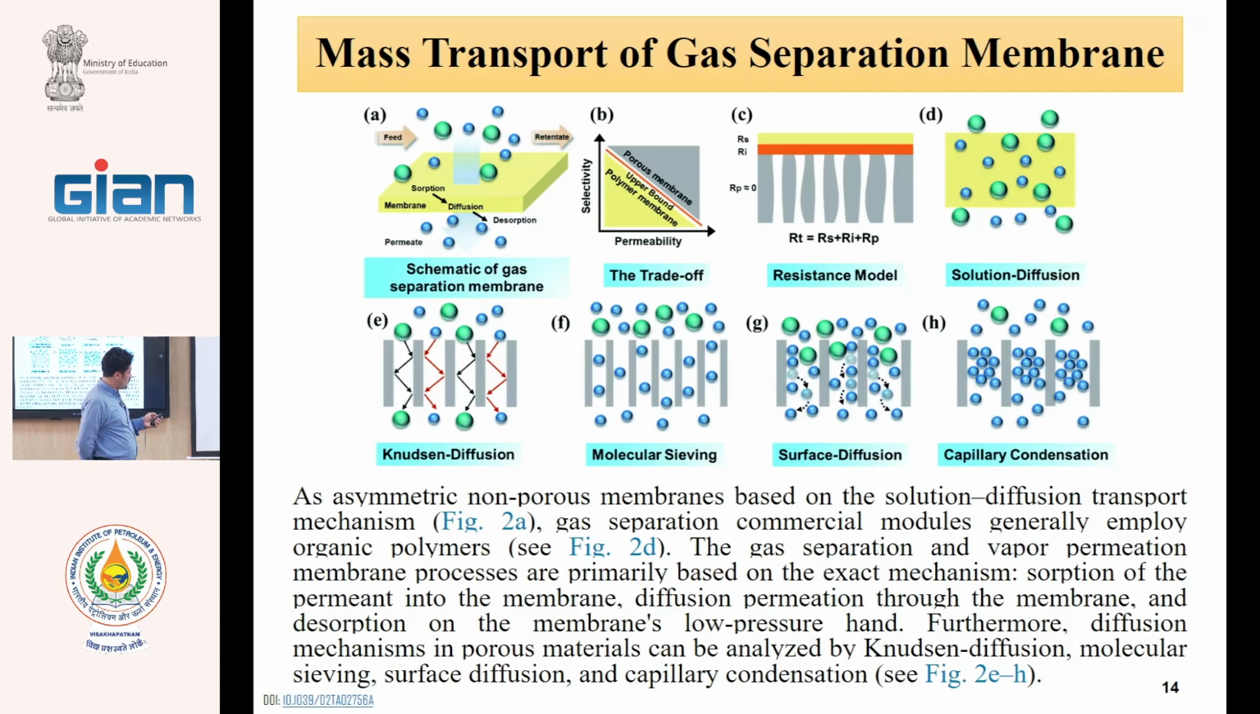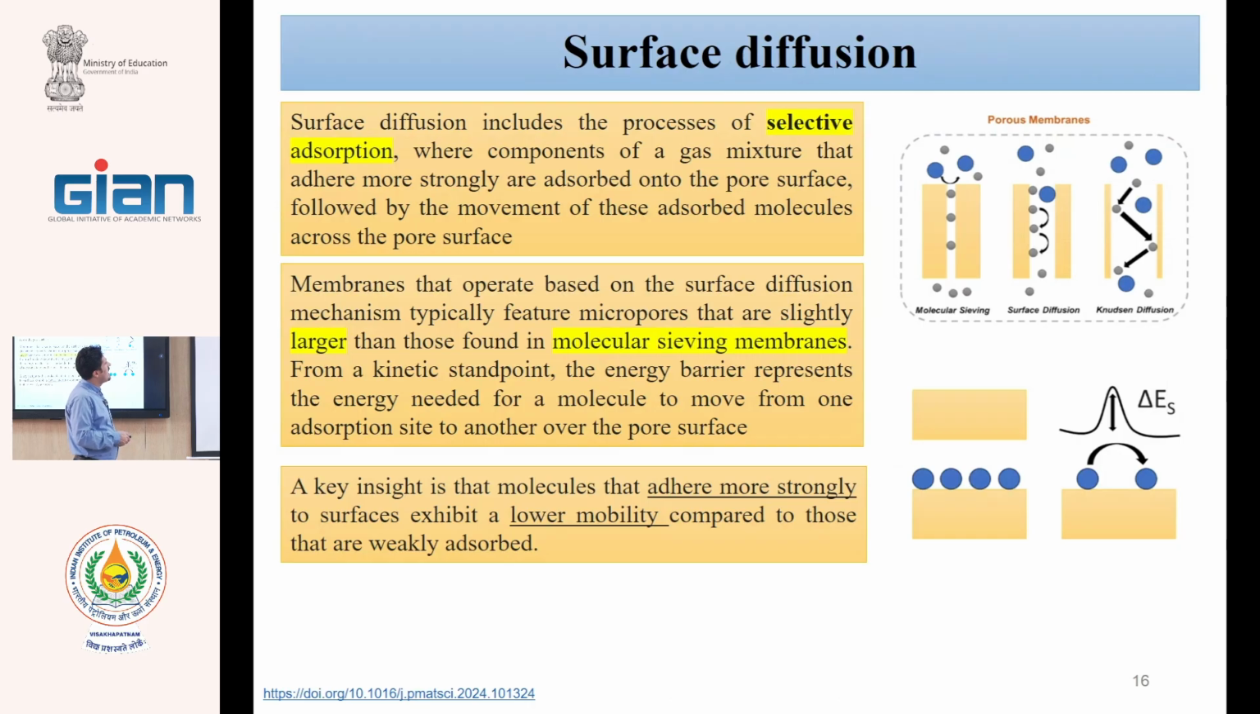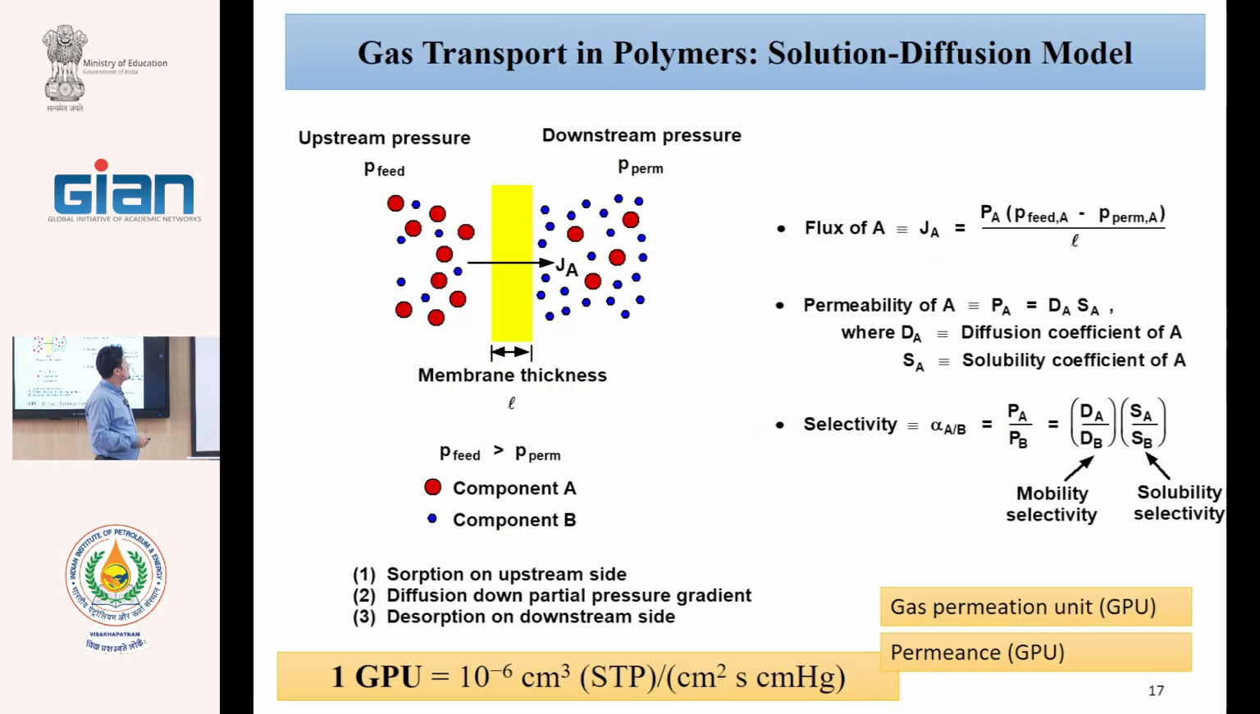In surface diffusion, we have some functional groups that can hop the gas, passing the gas from one functional group to another. In this case, some functional groups can increase the passing of the gas. Therefore, we have a different mechanism.